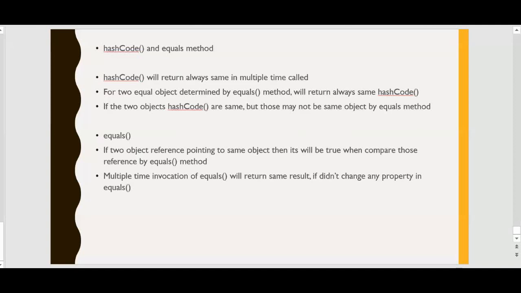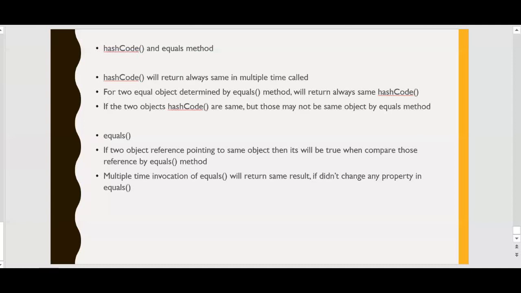The first condition says that the hashCode will always be the same across multiple calls. The second thing is that two equal objects are determined by the equals method, so the equals method also has importance. If two objects are equal by executing the equals method, that is, if it returns true, then they will always return the same hashCode. So basically, if two objects are the same or similar, then their hashCode will always be the same.